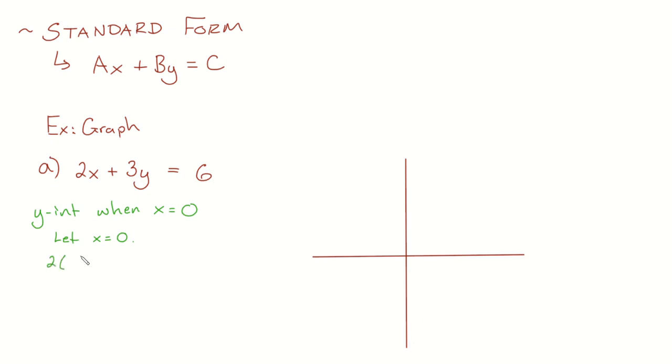I get 2 times, what did we just say x was going to be? 0. So I get 2 times 0 plus 3y is still equal to what? 6. Do I really truly need to write this term even? Why not? Indeed. So there it is. It's gone. 3y equals 6. What is y? 2. I'll divide both sides by 3. I get y is 2. Everybody on board with that?